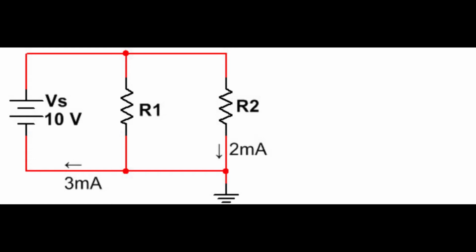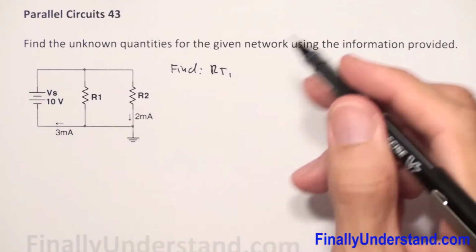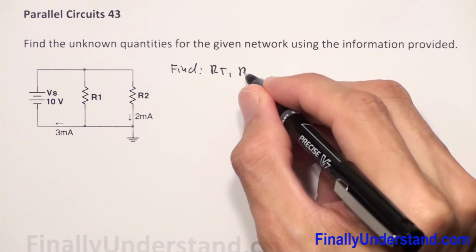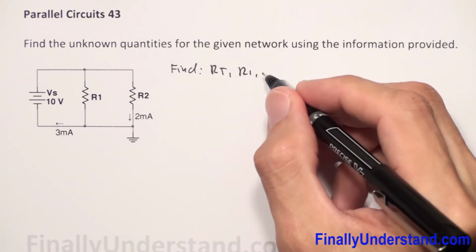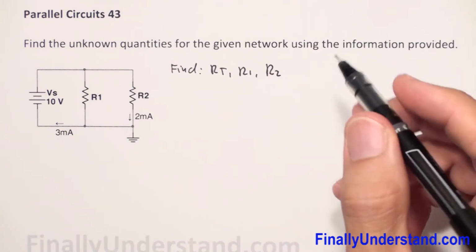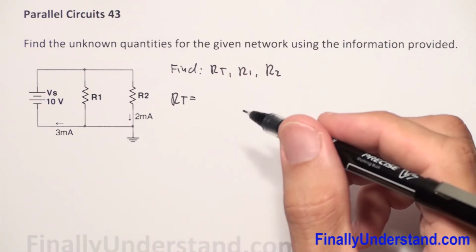Let's take a look at this example. In this example, we're supposed to find R total, because it's not given. We're supposed to find R1 and we're supposed to find R2. R total I can find by using Ohm's law.